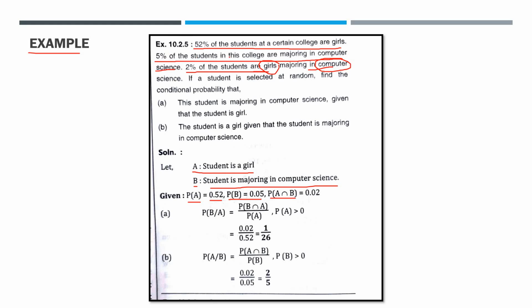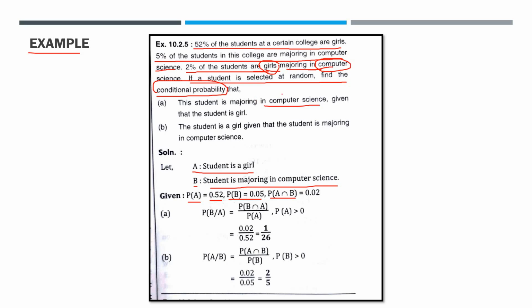5% is the probability only for majoring in computer science, while 2% is the probability of the combination, that is the joint probability of being a girl and majoring in computer science. Okay, so I think you understand these three things. Now we have to find out, if a student is selected at random, the conditional probability that this student is majoring in computer science.